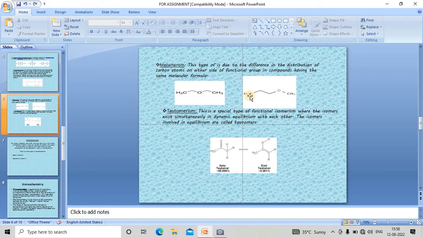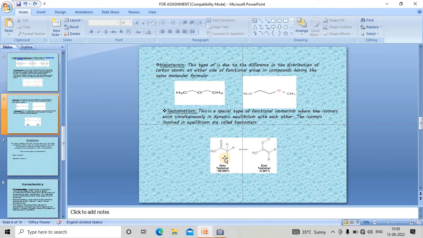be metamers. The molecular formula will be the same here. In this case it is ethoxyethane, and here it is methoxypropane. So the number of carbon atoms is 4, but the compound is different due to what? Due to the distribution of alkyl groups around the functional group.